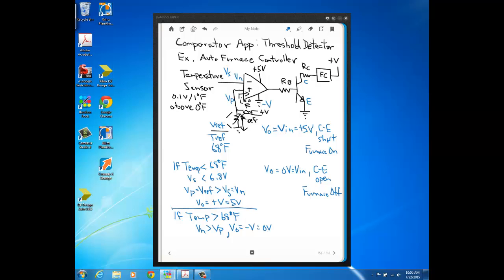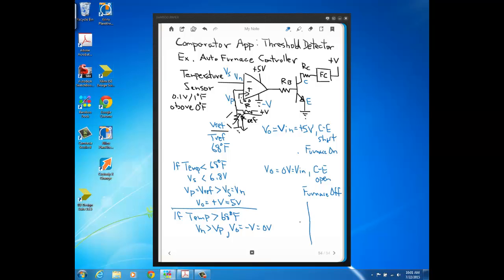And again, if you've taken an EE lab, you've seen that firsthand. So when Vp and Vn are close together and they hover around each other's value, that's when the output of your comparator is going to become unstable. It's going to oscillate between these two outputs of plus V and minus V. So that's a drawback of a comparator circuit, that you have this instability point.